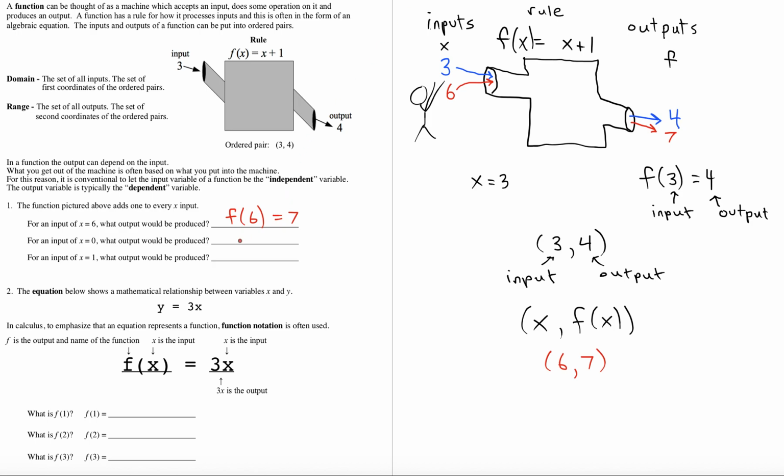All right, let's try another one. How about if we put in a 0? Throw 0 into the machine. What comes out? A 1. That coordinate pair would be 0, comma 1. And let's do one more. f of 1 equals 2.